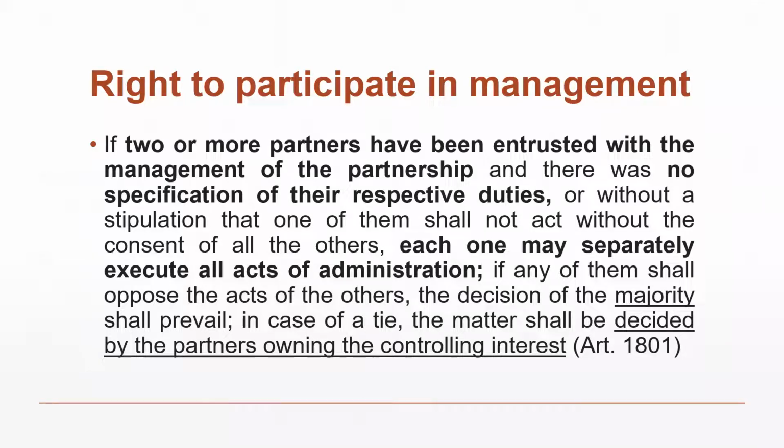Now, what if there was a tie? Then, papasok yung partners owning the controlling interest. Sa kanila ibabato yung tanong. And then, they shall decide on whether the actions contested were proper or were right. This is outlined under Article 1801 of the new Civil Code.